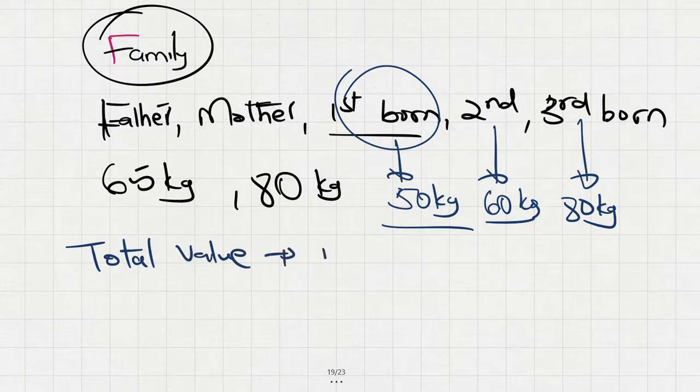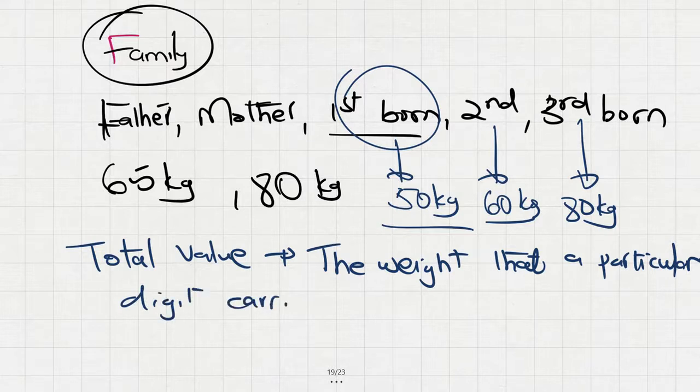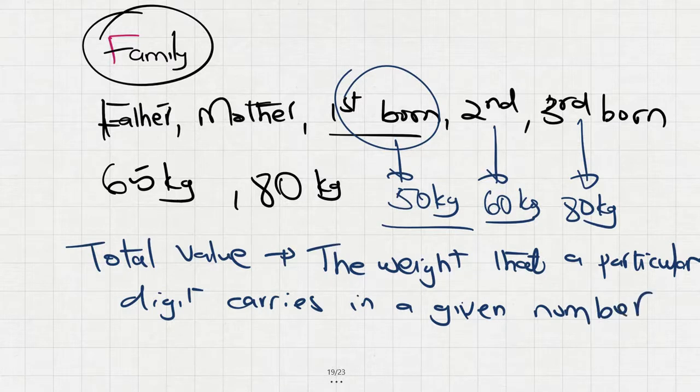So using this analogy, I would want to define total value as the weight that a particular digit carries in a given number. Don't worry if it's big English, but I've tried to make it simple: total value is the weight. So this weight is what we have to define.